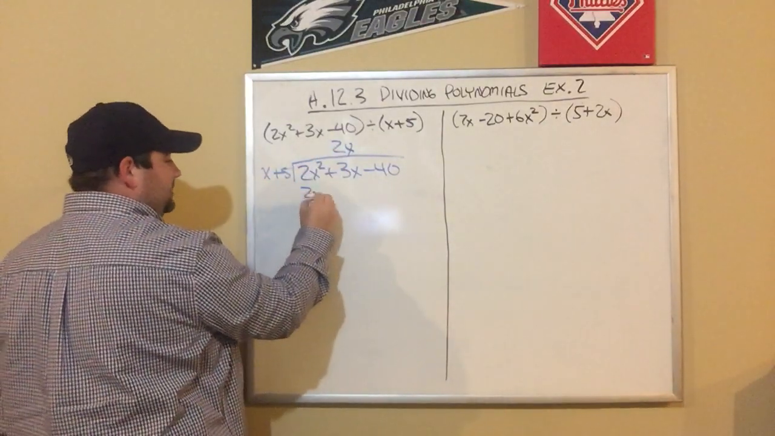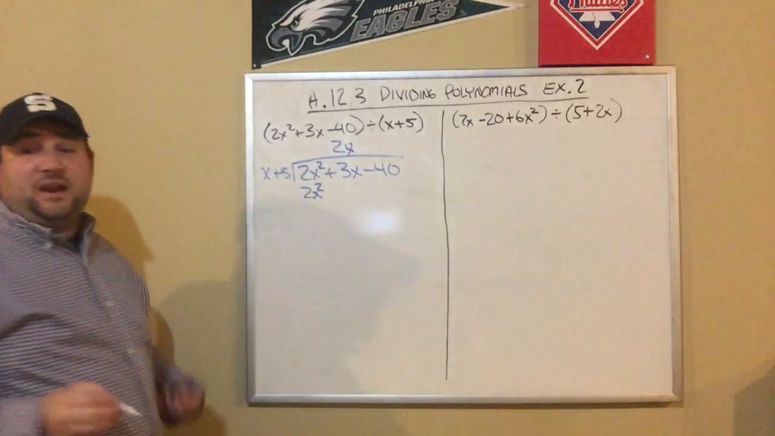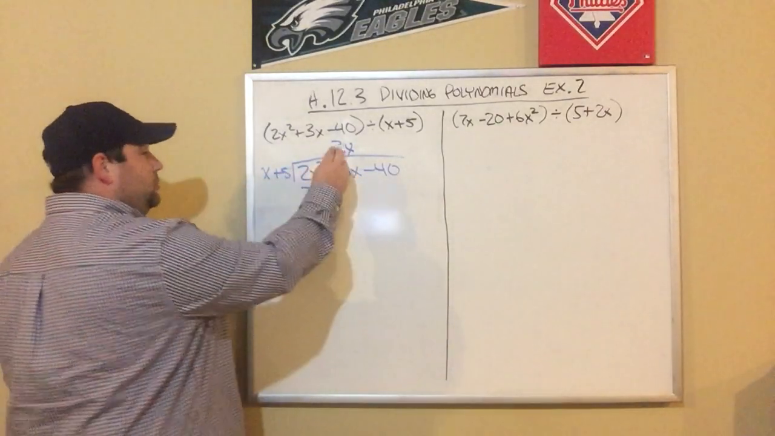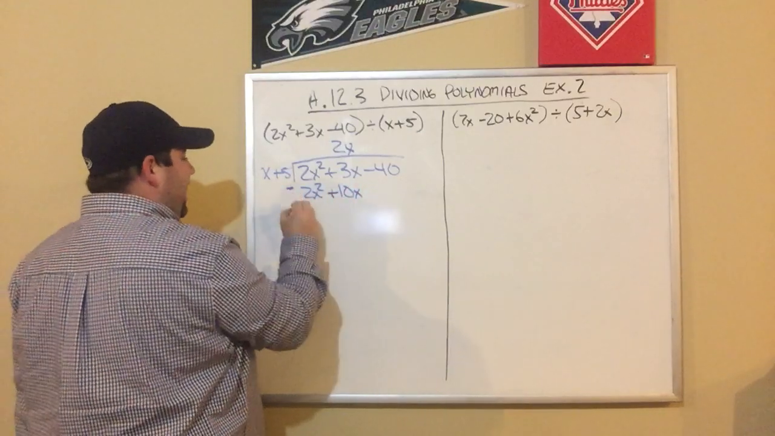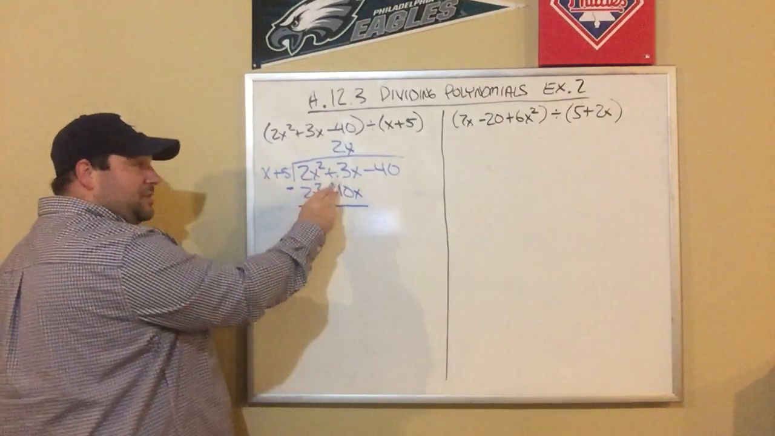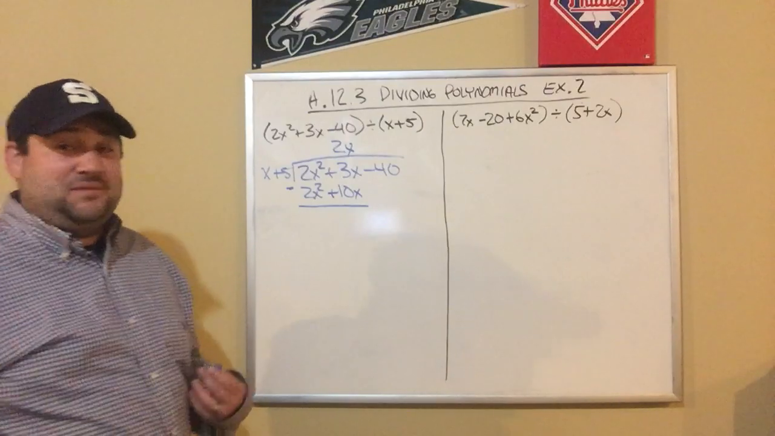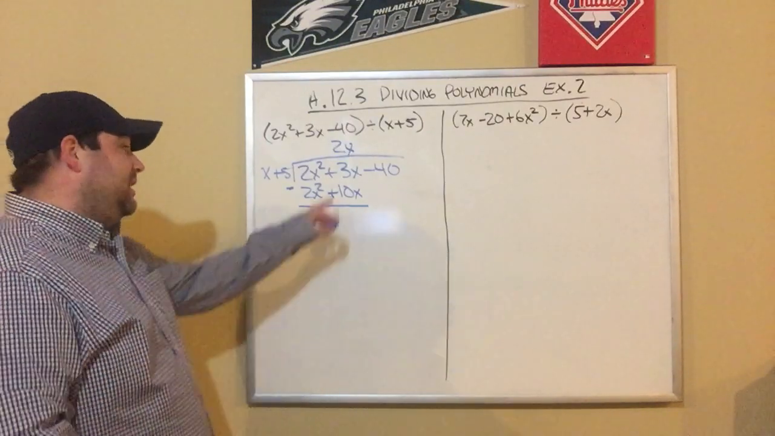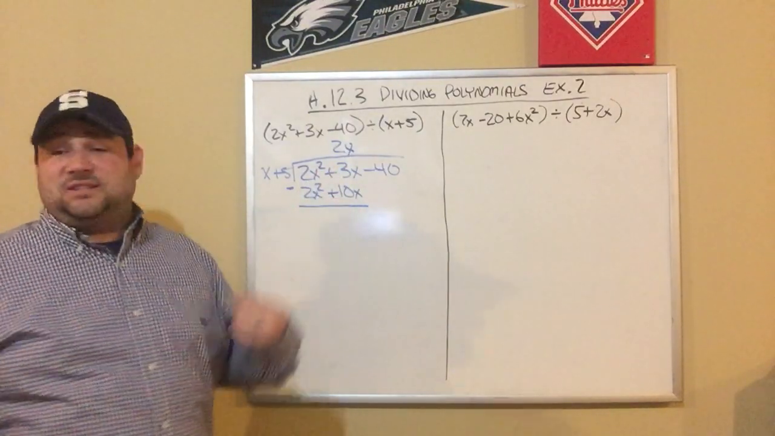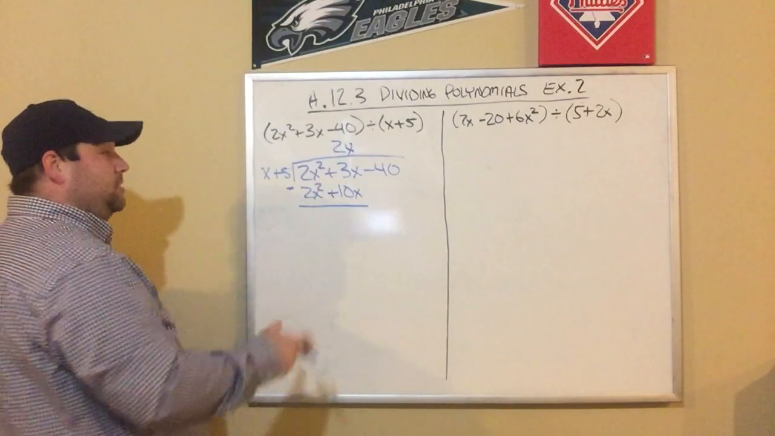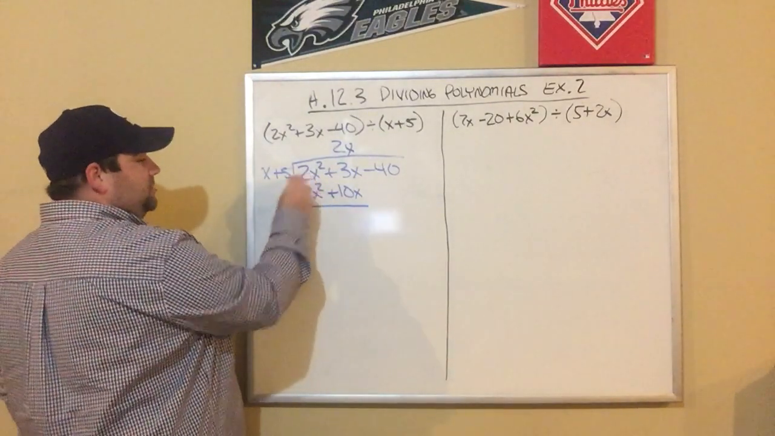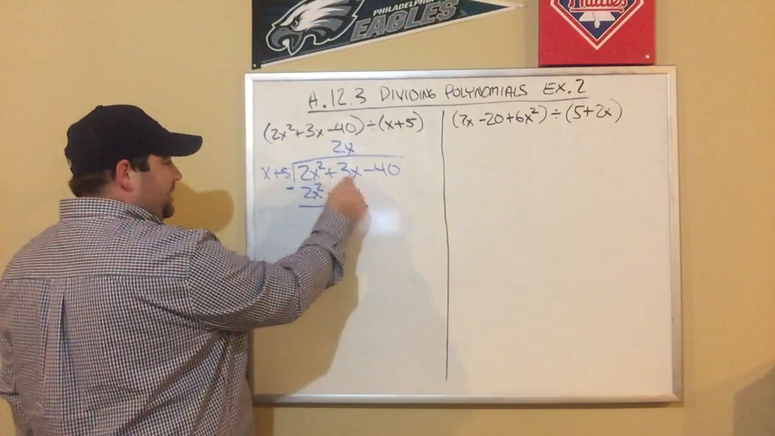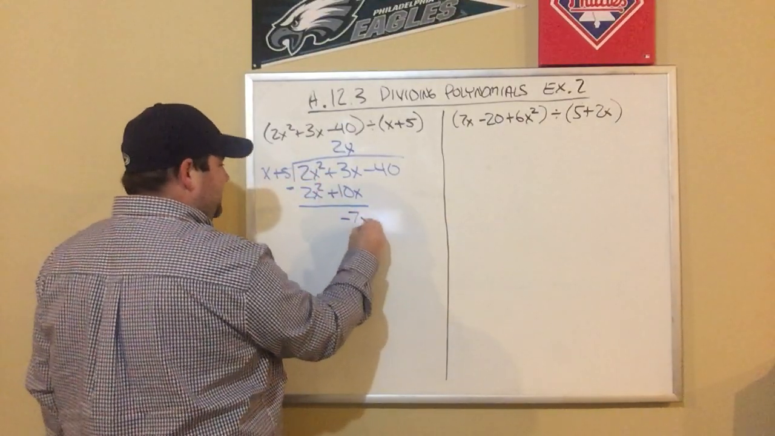And then what we do is we take this 2x, we multiply it by this binomial here. 2x times x is 2x squared. We should be getting the same term there because we want them to cancel. 2x times 5, that is 10x, and we subtract. When you subtract, they should always be like terms. If they're not, you messed up somewhere. Like if you have 3x minus 5x squared, you messed up because they should be like terms. They should have the same variable raised to the same exponent. So 2x squared minus 2x squared cancels. 3x minus 10x, that is negative 7x.